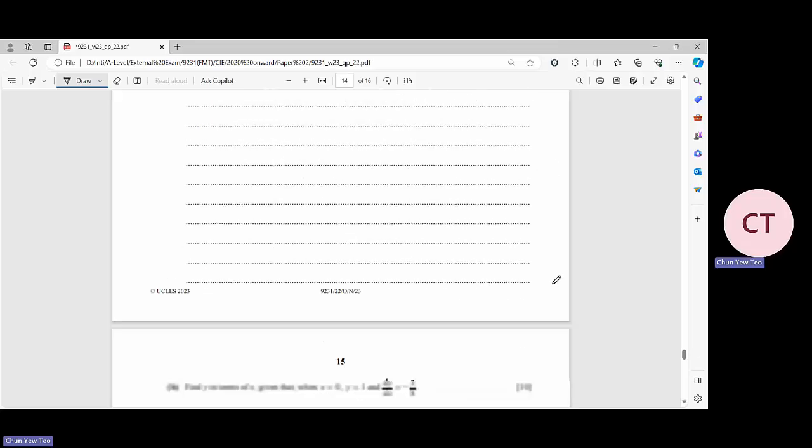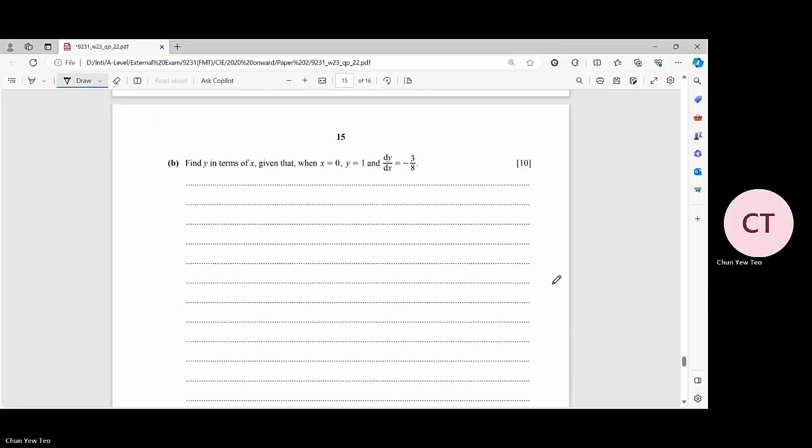So now we move on. From part A, we want to solve the equations. Find y in terms of x, given that when x equals 0, y equals 1, and dy dx equals negative 3 over 8. So what we can do over here is, from d square v dx square plus dv dx plus 4v equal to 4e power negative 2x, I want to write down the auxiliary equation.